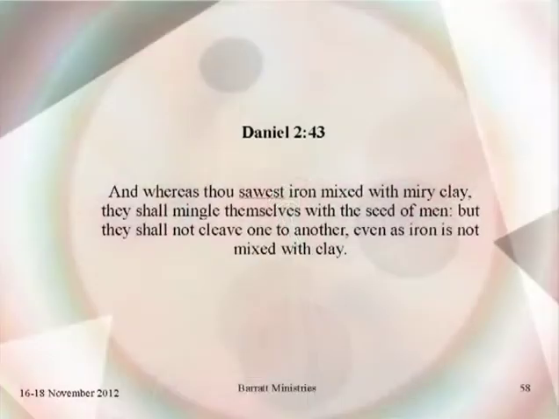But this is where we're in now, 2012. "You saw the iron mixed with miry clay." What's that? Sons of God and daughters of men. "They shall mingle themselves." This is the mingled seed with the seed of men. Who are they? It comes from nowhere. It says, "they shall mingle themselves." Who's they? It can't be men, because they are going to mingle themselves with the seed of men. So they can't be men.